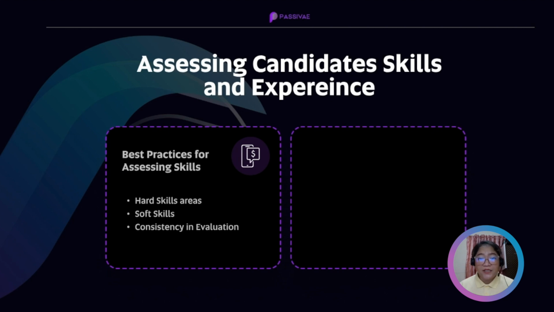On the other hand, soft skills such as communication, teamwork, leadership, and adaptability can be harder to measure, but are just as important. Behavioral questions and situational exercises, as we discussed earlier, are great for evaluating these skills. These methods allow you to see how candidates navigate challenges and interact with others in various situations.